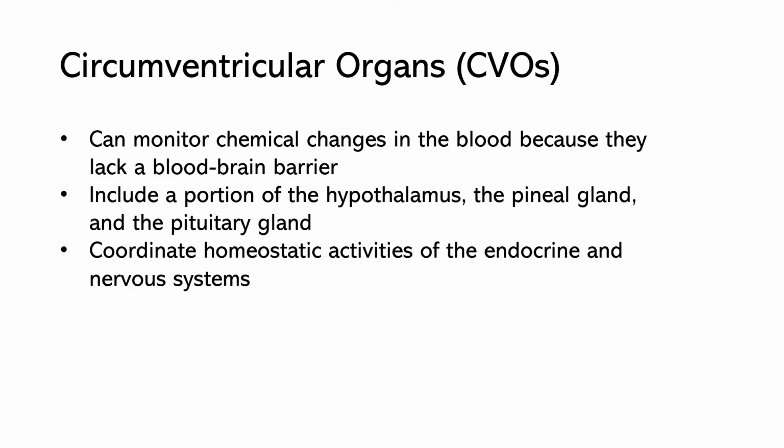Parts of the diencephalon, known as the circumventricular organs, or CVOs, can monitor chemical changes in the blood because these parts actually lack the blood-brain barrier. CVOs include part of the hypothalamus, the pineal gland, and the pituitary gland. These CVOs help coordinate homeostatic activities of both the endocrine and the nervous system and allow for the regulation of blood pressure, fluid balance, hunger, and thirst.